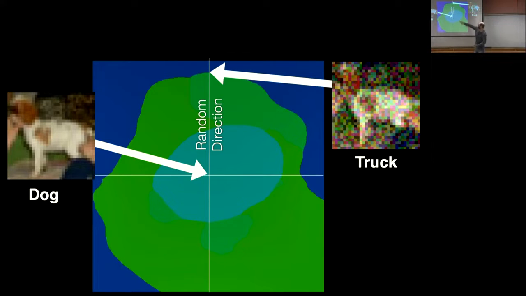You can see that as you interpolate between these two images, you can cross a couple different class labels in between, and you can see what the class label was at each time. So all of this here is dog, green I think is airplane, dark blue is truck.